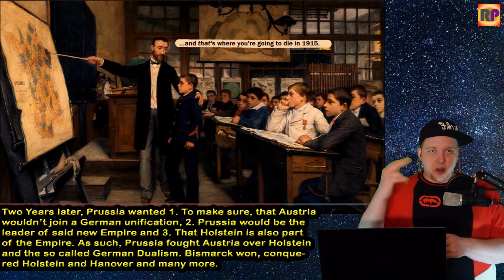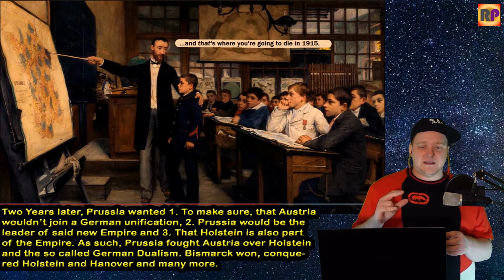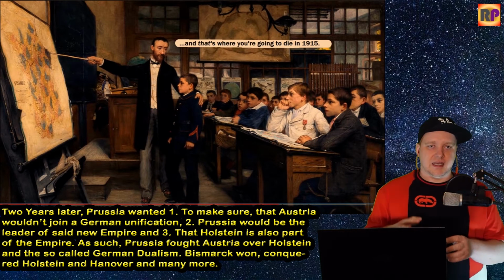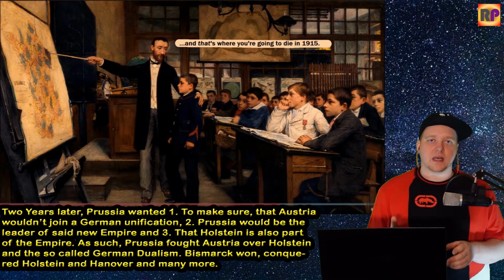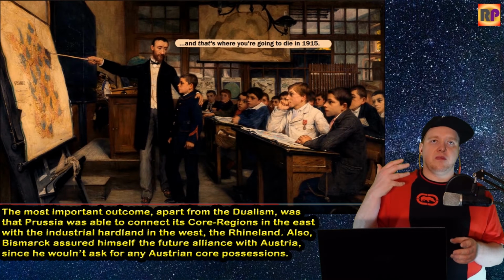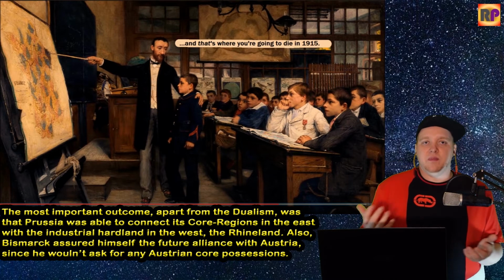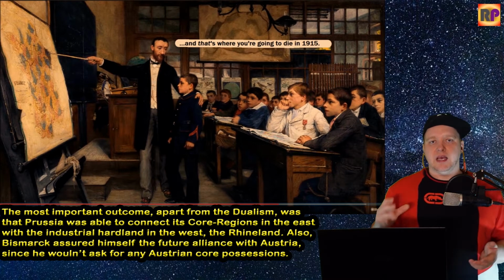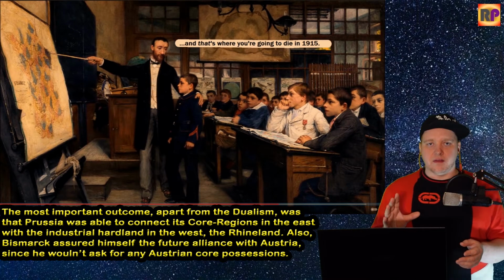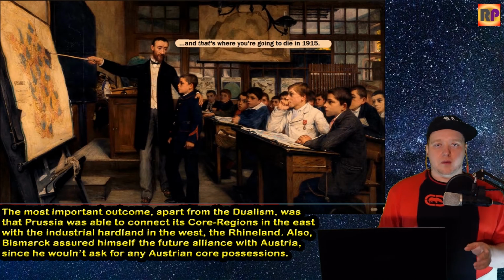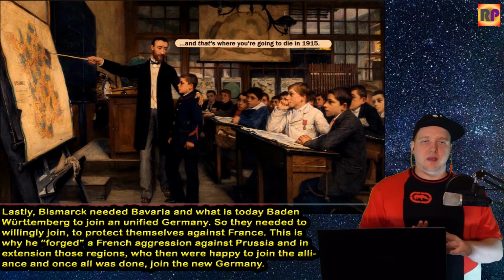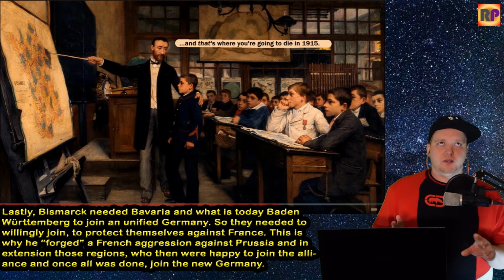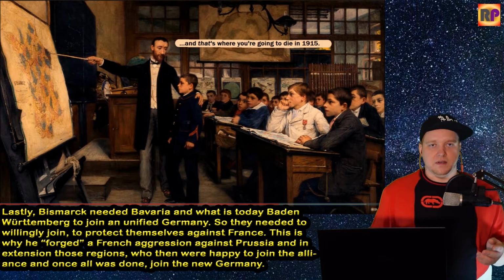Then he turned on the Austrians and fought the Second War of Unification with the Austrians over Holstein and over the power of the unified Germany, because he wanted Prussia to be the leading factor, and after that war it was clear that Prussia would be. And then we had the Norddeutsche Bund, the North German, however you call it in English.